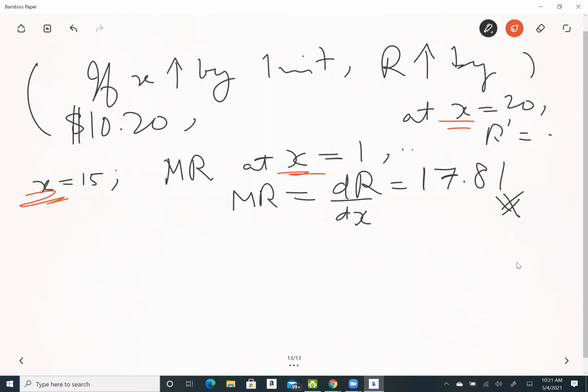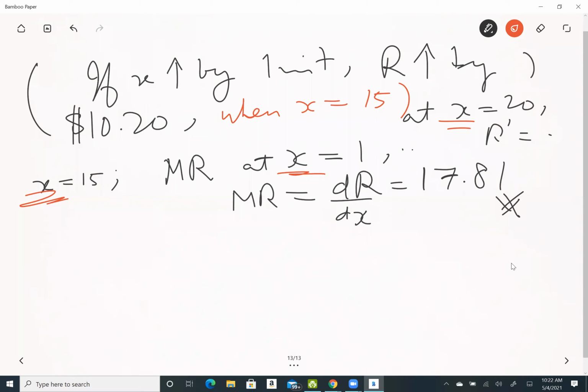So now what you need to do here is mention where the derivative is taken at. So here we just add another statement: when x equal to 15. Because at a different point of x, or different value of x, the derivative will be different. That means the marginal revenue would be different. So you have to add another statement, when x equal to 15. That means where do we take the derivative?